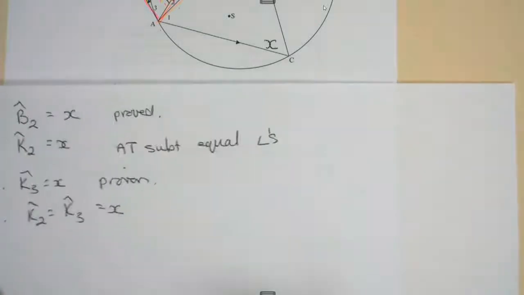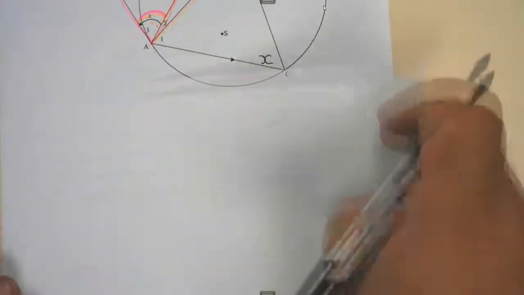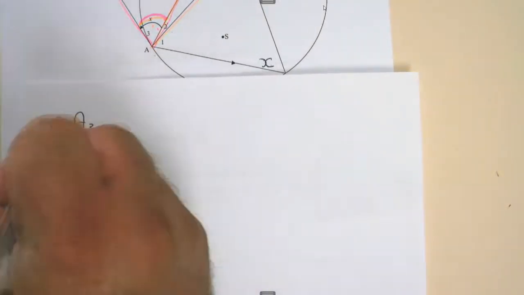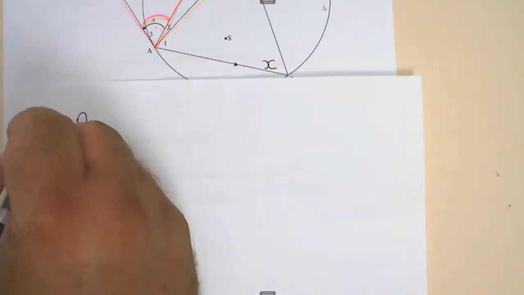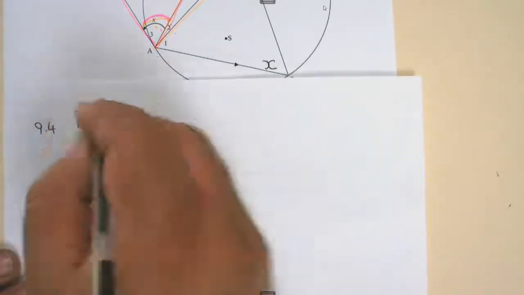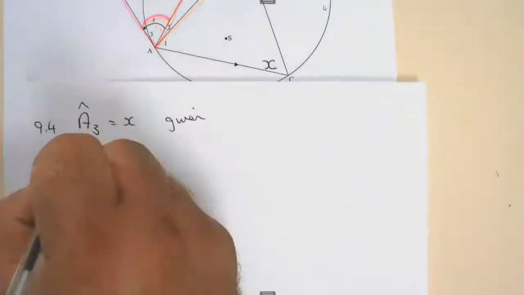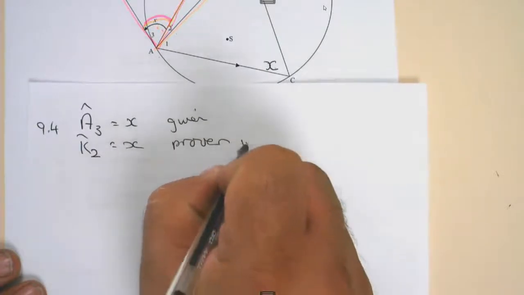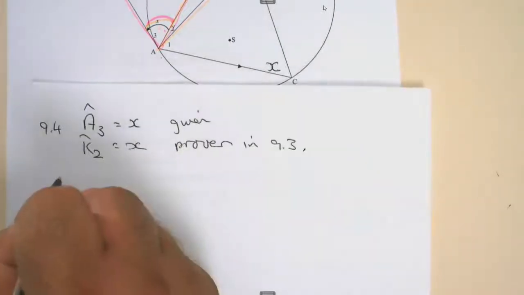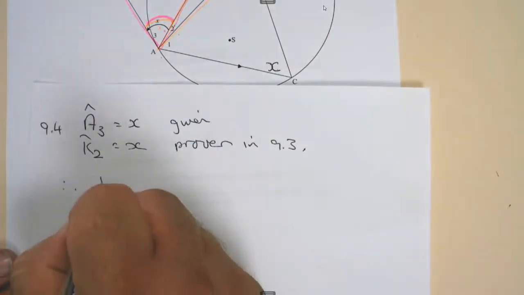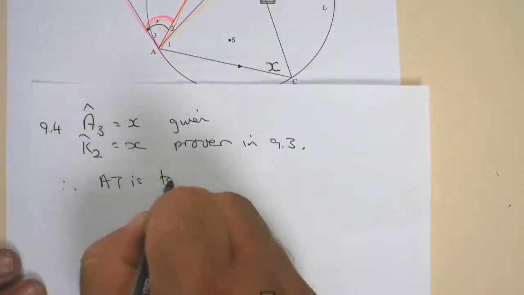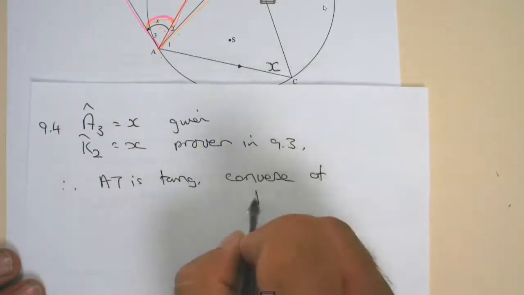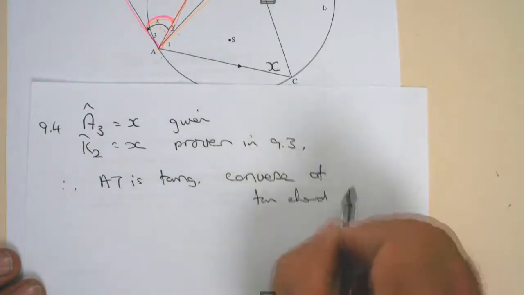So to prove that, we're going to do the following. We are going to say angle A3 is equal to X, given. K2 is equal to X, proven in 9.3. Therefore, we can say that AT is a tangent, reason: converse of the tan-chord theorem.